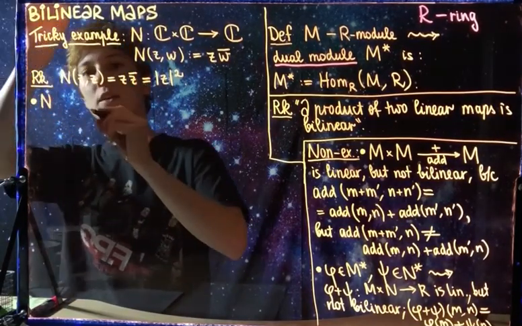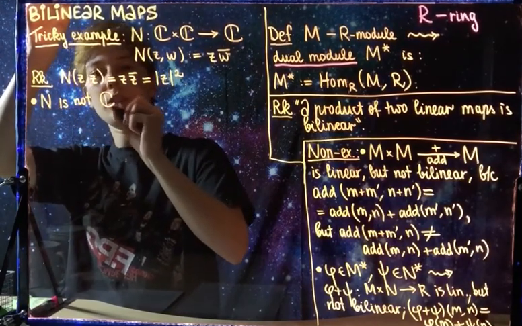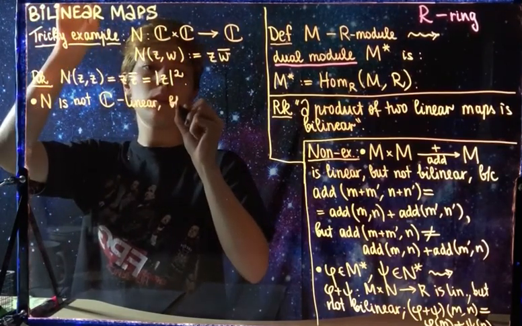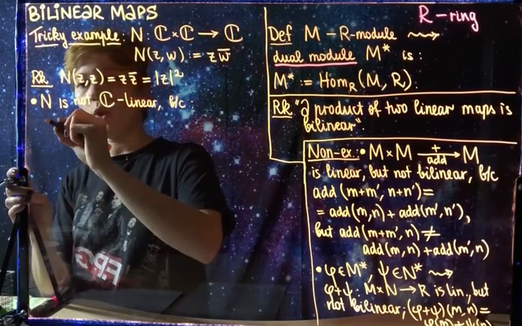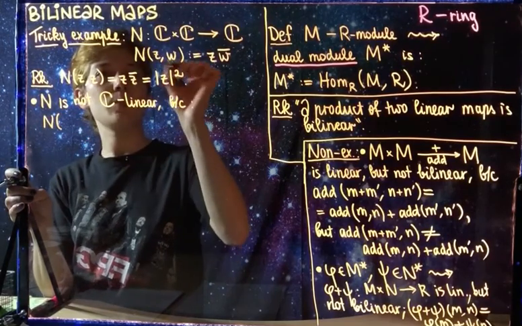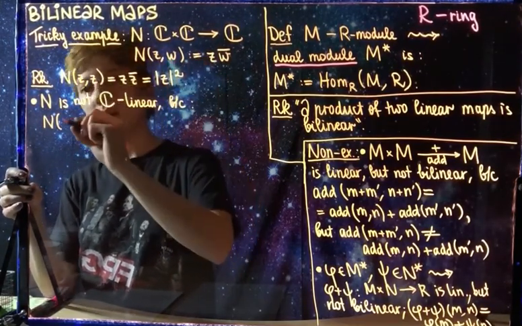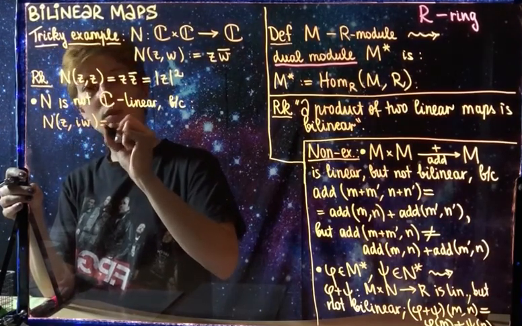So this map N is not C-linear. And this is because we can take complex numbers Z and W and let us try to multiply W by i. So apply N to Z comma iW.